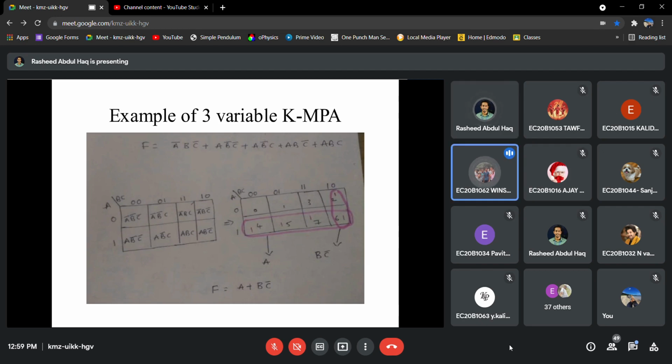Sir, why are the 1s grouped? So you have to group it for reduction, right? This is a step that we are doing.